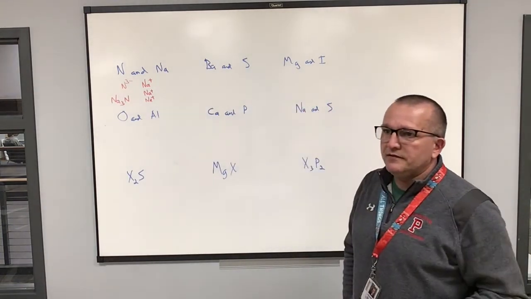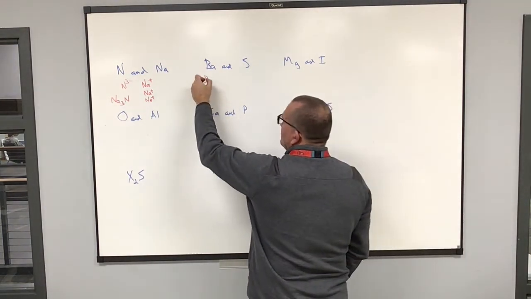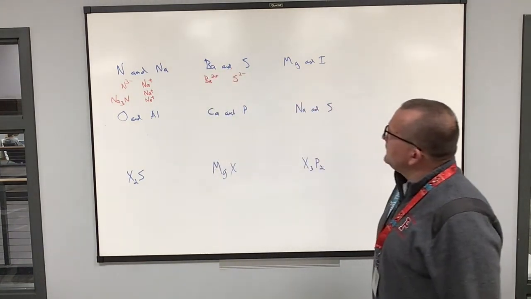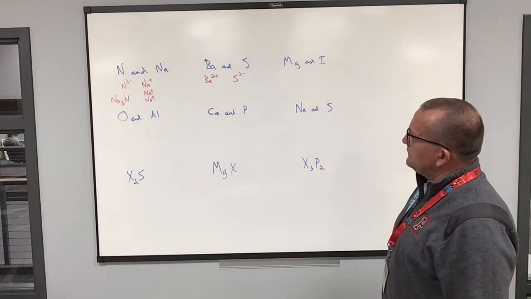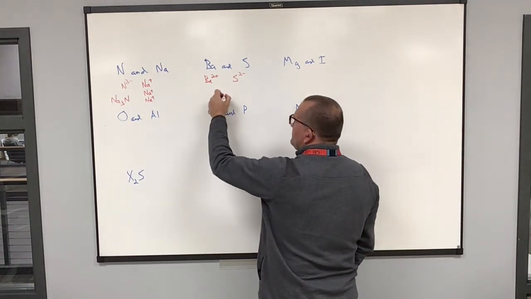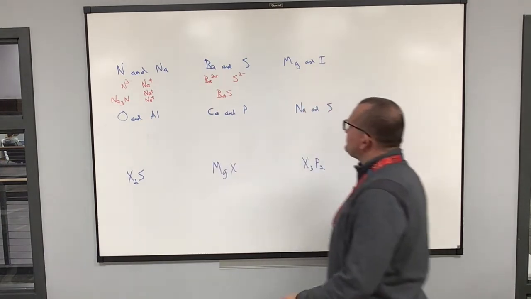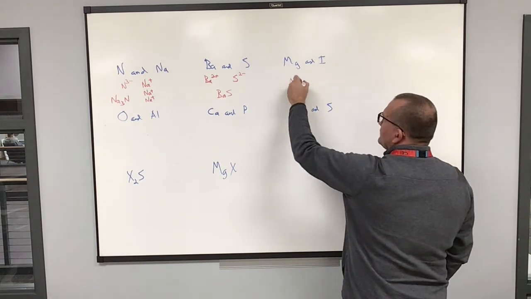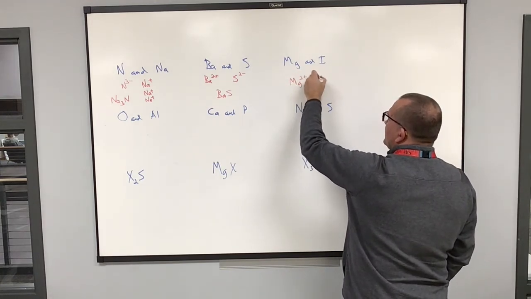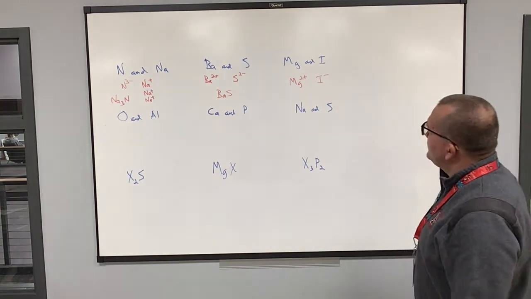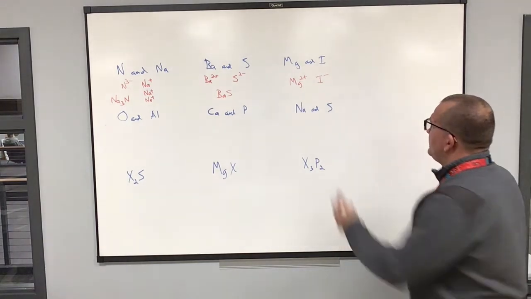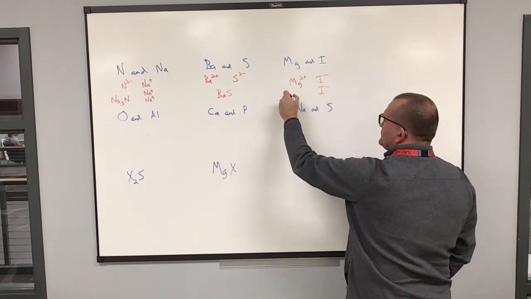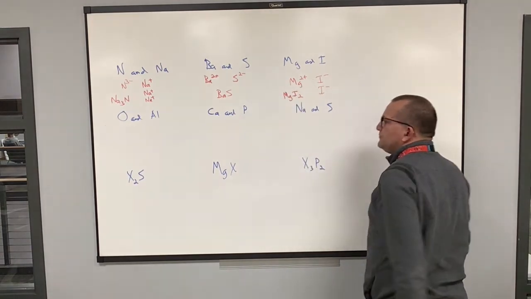Okay, barium and sulfur. Barium is group 2A, it's an alkaline earth metal, it's positive 2. Sulfur is right below oxygen, that's a -2. My charges are balanced, so my formula is just going to be BaS. Magnesium and iodine. Mg, 2 positive. Iodine is a halogen, it's -1. I have to balance by putting more negatives in, so I added a negative here. 1 of these, 2 of these, put the positive charge first, MgI2.